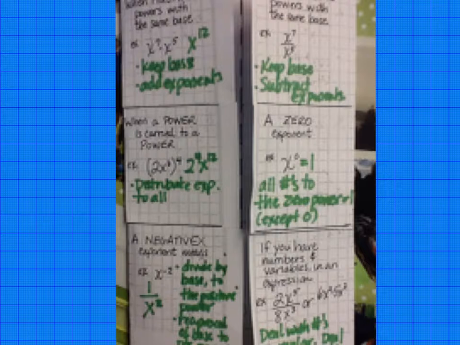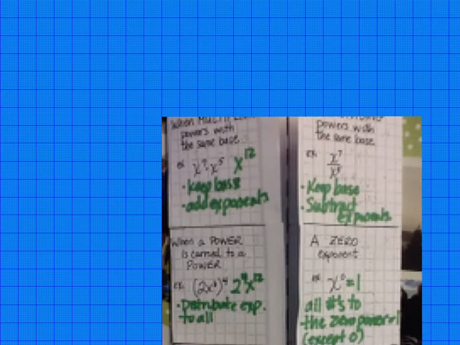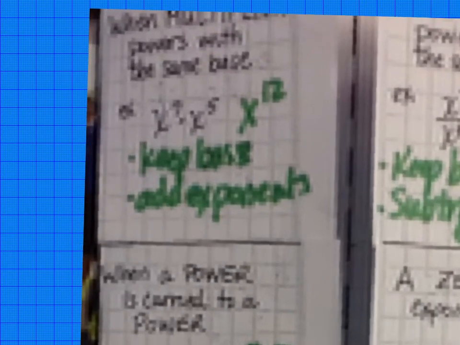Here are all of our shortcuts, and I'm just going to repeat each one. You probably have already figured it out yourself. If they have the same base, x to the 7th times x to the 5th, for example, that's the same as x times x times x, 7 times, times x, 5 times. Add them all together, you'd end up with x to the 12th. So when you're multiplying exponents with the same base, you keep that base, the base doesn't change, and add the exponents.